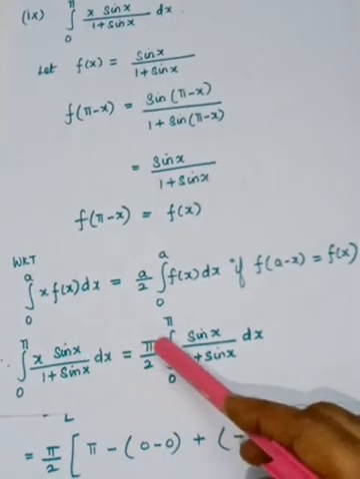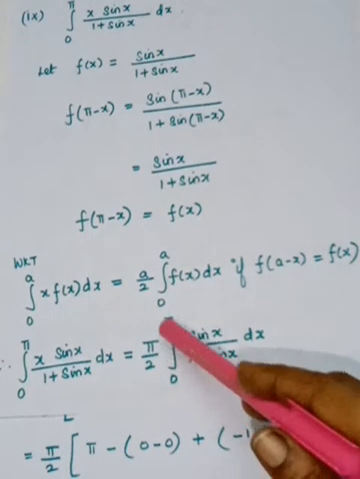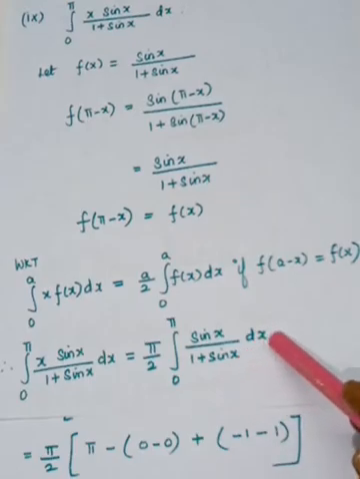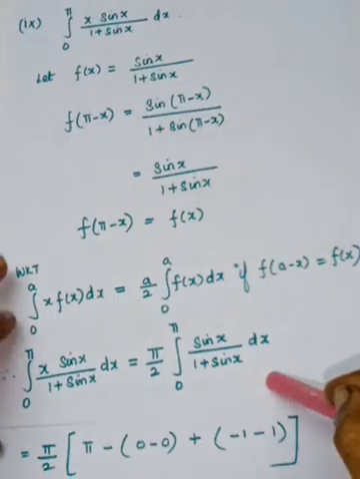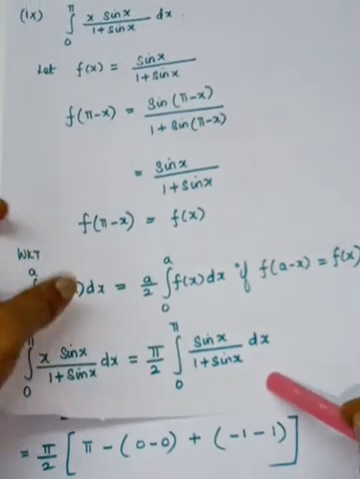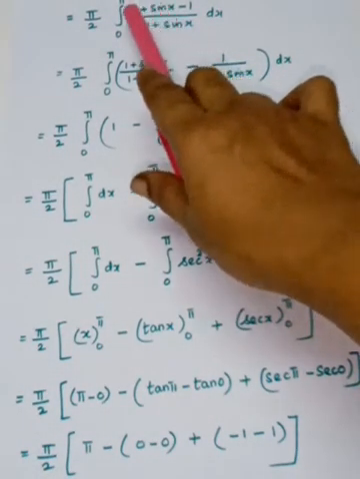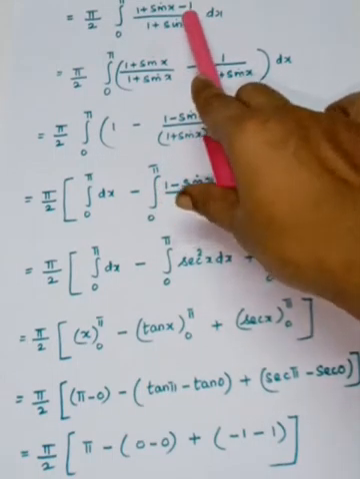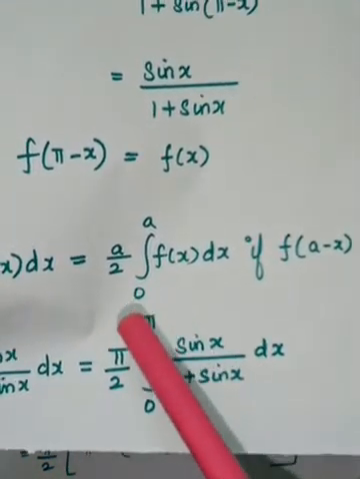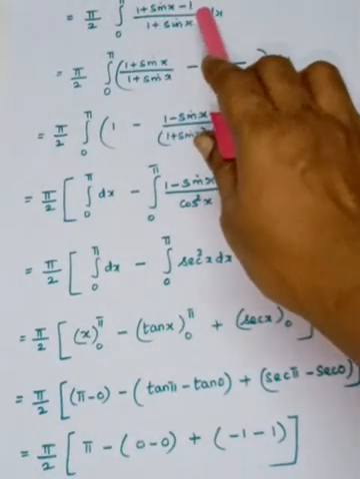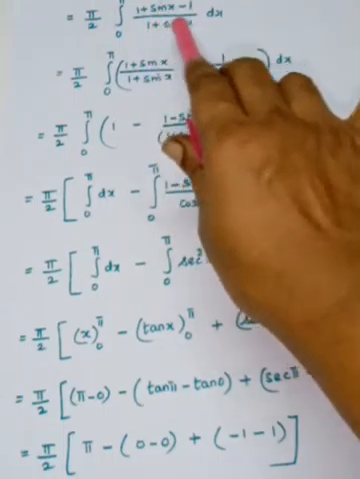So if f of a minus x is equal to f of x, this integral can be written as a by 2. What is your a? Pi. So pi by 2 integral 0 to pi sin x divided by 1 plus sin x into dx. This x is removed, so you are getting this now. Okay. So here, in the previous method we are not going to use, here in the sin x I add and subtract 1. In the denominator 1 plus sin x is there, and in the numerator you are having sin x. So I am adding 1 and subtracting 1, so it will be written as 1 plus sin x divided by 1 plus sin x minus 1 divided by 1 plus sin x.